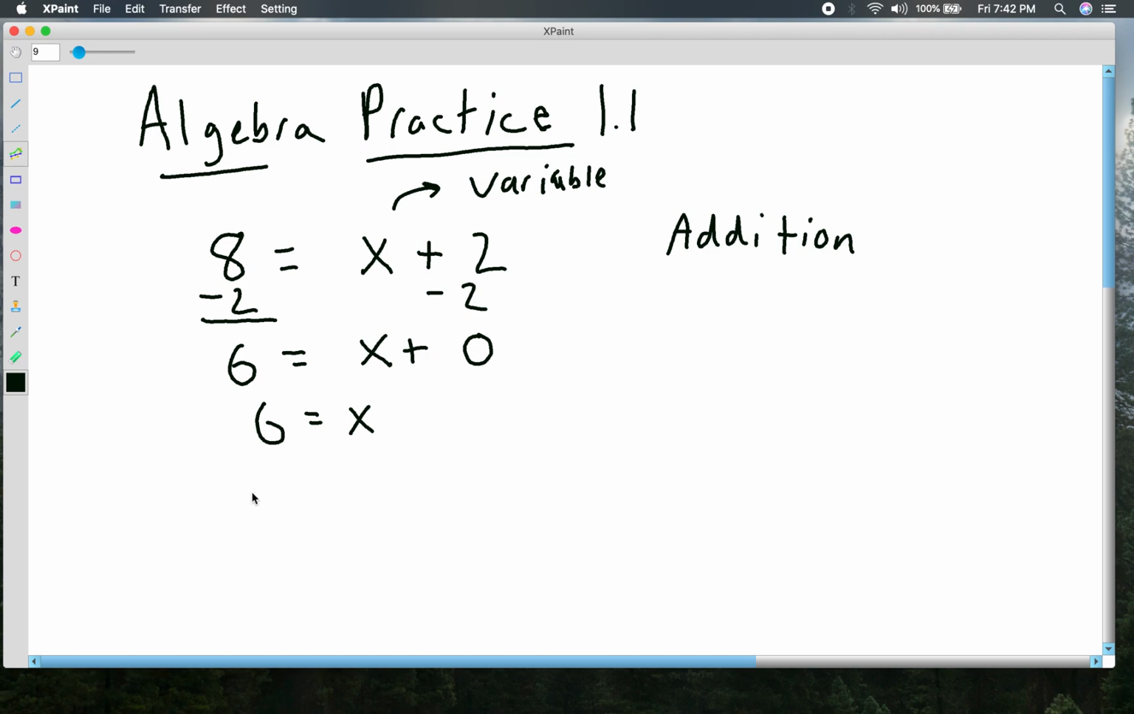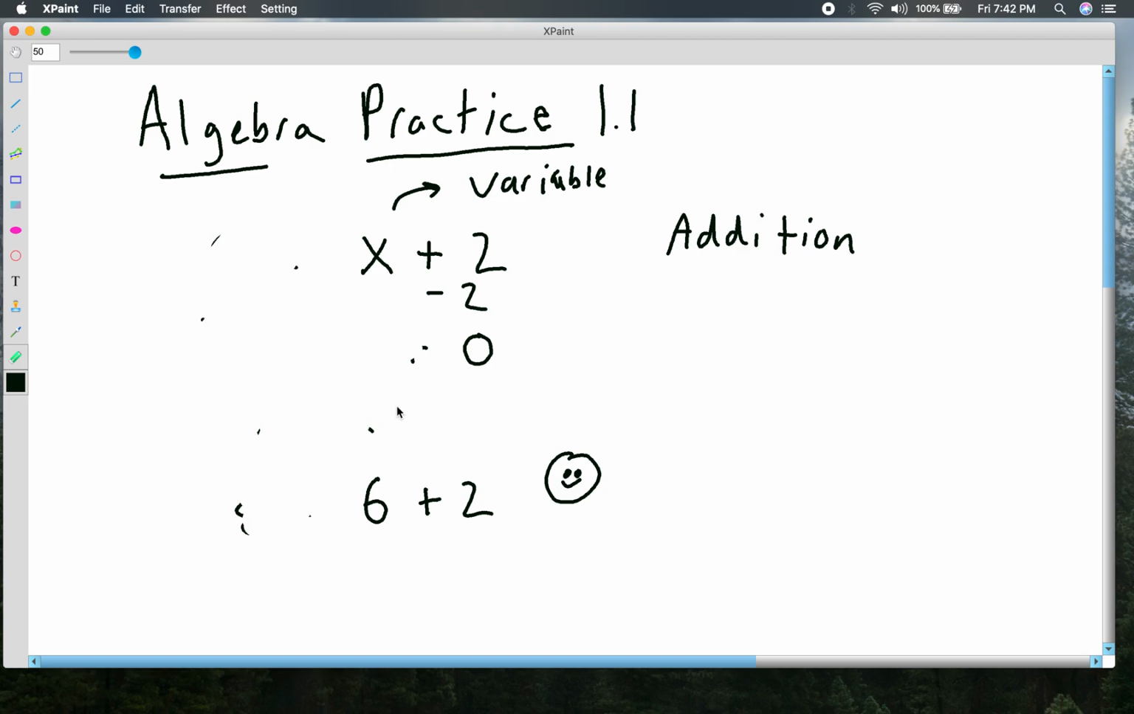The great thing about algebra is that you can plug the variable in to see if your work is correct. Is 8 equal to 6 plus 2? Yes, it is. Smiley face for us.